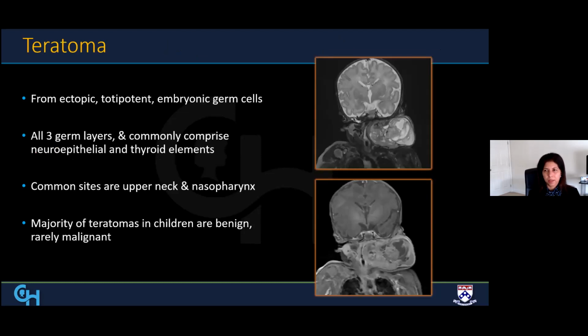And the congenital tumor which includes all three germ cell layers is the teratoma. The common location is up in the neck and nasopharynx. Many of these are benign tumors and rarely can undergo malignant transformation. So whenever you see a very large mass in a young kid, even in a newborn, you can see heterogeneity within them. They can have fat, they can have calcification, they can even have tooth-like structures within them. But you can notice how it is pretty well circumscribed. So it's an example of a teratoma.